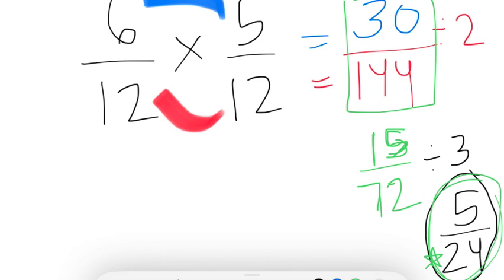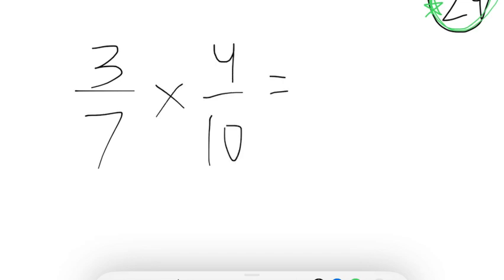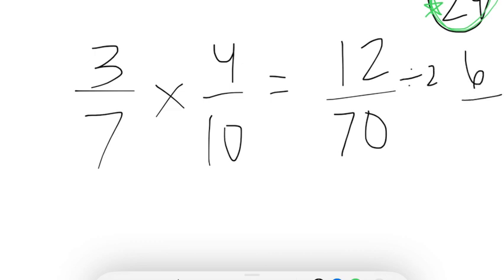Okay, it's very easy to come up with some of these on your own at home for some extra practice. You just pick a fraction, like 3/7 times, I'll do 4/10, and then I can just practice that. 3 times 4 is 12, 7 times 10 is 70, and hey, practice that reducing. Those are both divisible by 2. So 12 divided by 2 is 6, and 70 divided by 2 is 35. And that is going to be my reduced answer: 3/7 times 4/10 would equal 6/35.